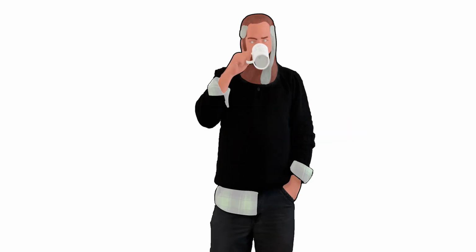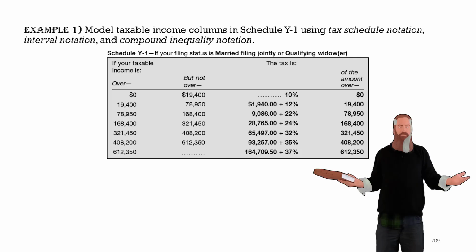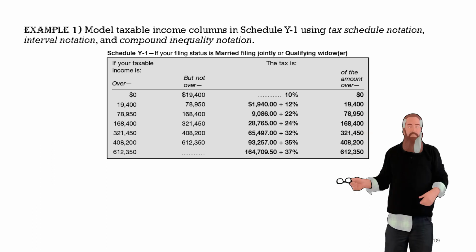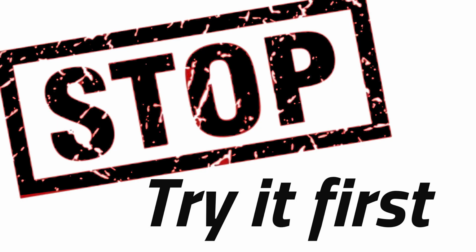In the lesson on income taxes, you used a tax worksheet and a tax schedule to calculate the tax for married taxpayers filing a joint return. Now you examine how percentages depend on income in income tax schedules. Model taxable income columns in Schedule Y1 using tax schedule notation, interval notation, and compound inequality notation.